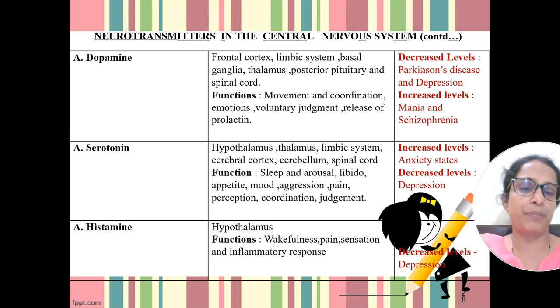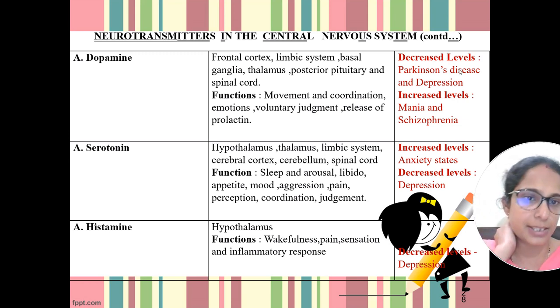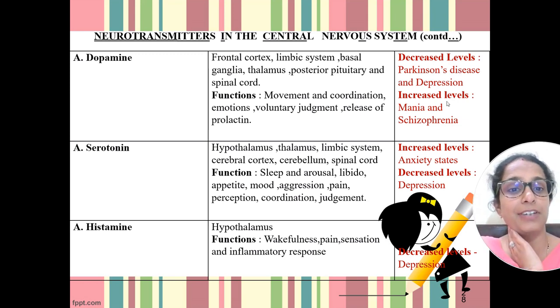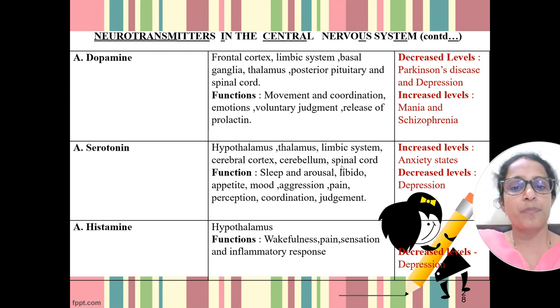If the level is decreased, it will cause depression as well as Parkinson's disease. If the level is increased, it will cause mania as well as schizophrenia. So next is serotonin. Serotonin is present in the hypothalamus, thalamus, limbic area, cerebral cortex, cerebellum, and the spinal cord.